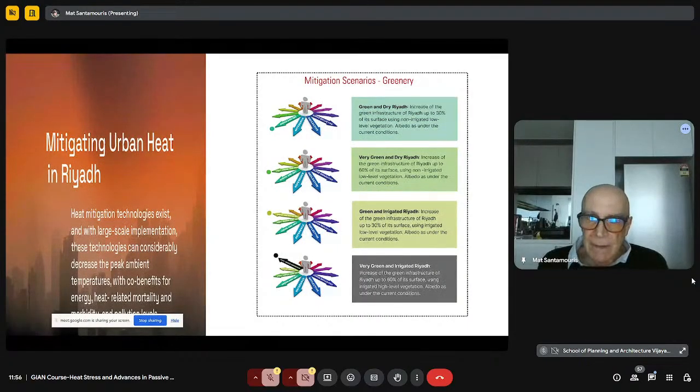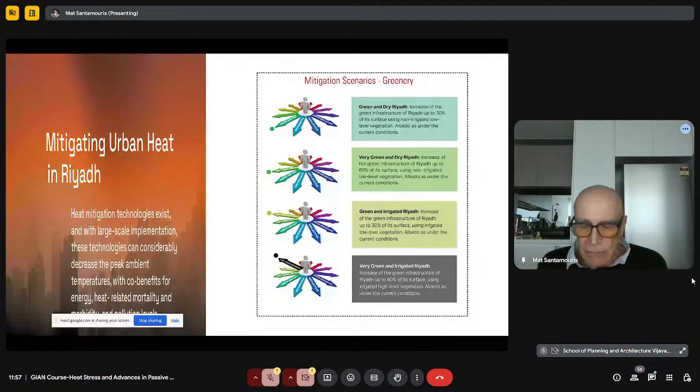How can this be done? By using greenery. So we design a scenario where we increase the green infrastructure of Riyadh up to 30% using non-irrigated low-level vegetation. Why up to 30%? Because in Riyadh, actually, they have space, and they built tremendous new parks, and also dry, because of the size of the greenery and, of course, the potential for evapotranspiration.